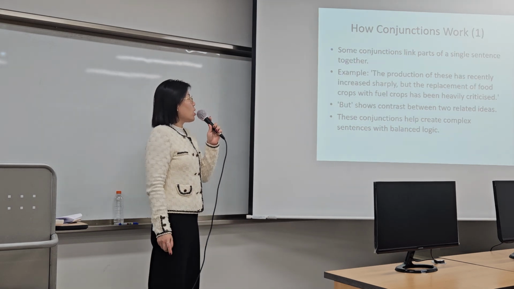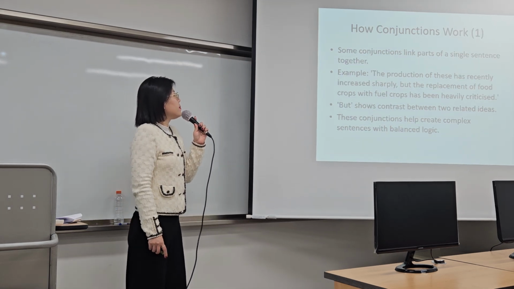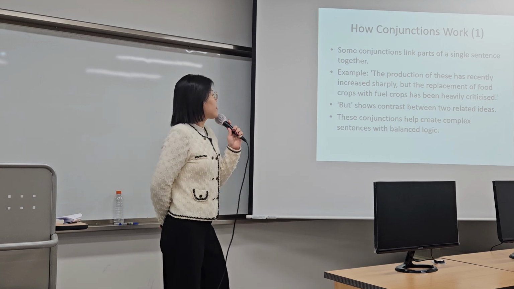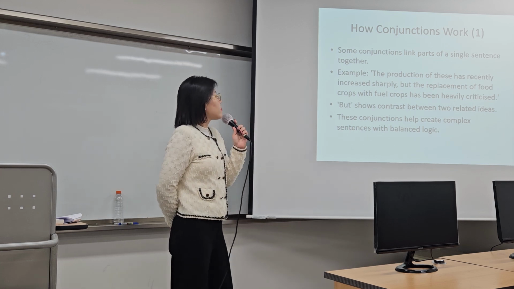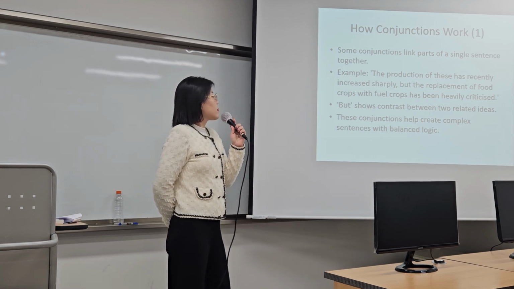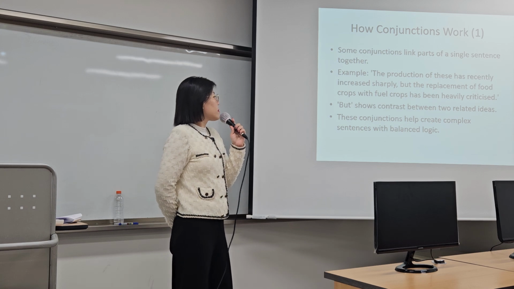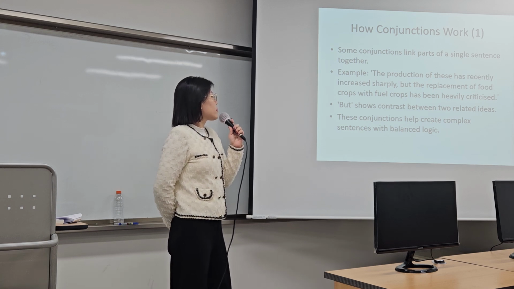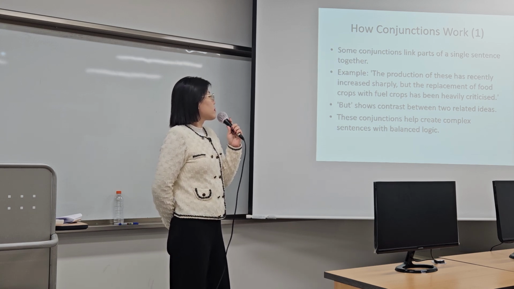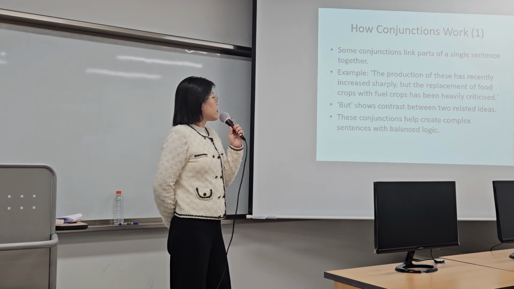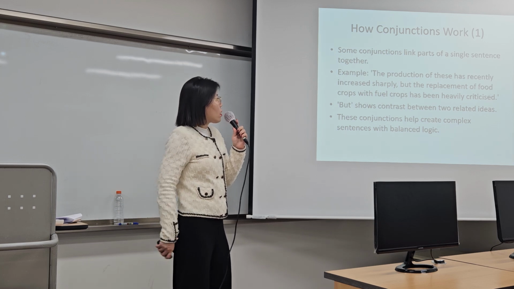How conjunctions work. Some conjunctions link parts of a single sentence together. Example: the production of this has recently increased sharply, but the replacement of fruit crops with fuel crops has been heavily criticized. But shows contrast between two related ideas. These conjunctions help create complex sentences with balanced logic.